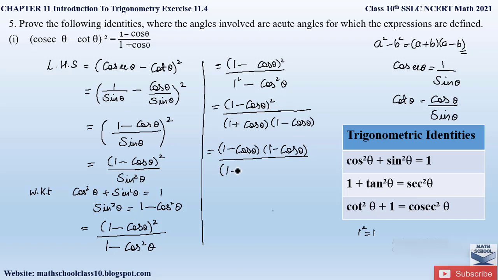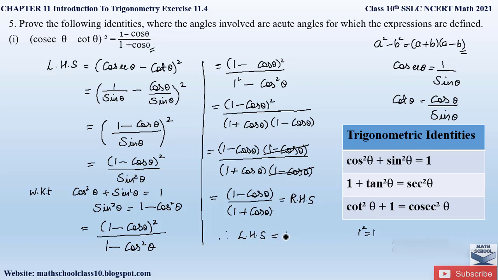In the denominator we have 1 plus cos theta and 1 minus cos theta. So here numerator 1 minus cos theta and denominator 1 minus cos theta will get cancelled, and you will be just left with 1 minus cos theta in the numerator and 1 plus cos theta in the denominator. So therefore here we have obtained the right hand side part. So this is equal to right hand side. So therefore we can write that left hand side is equal to the right hand side part, hence proved.